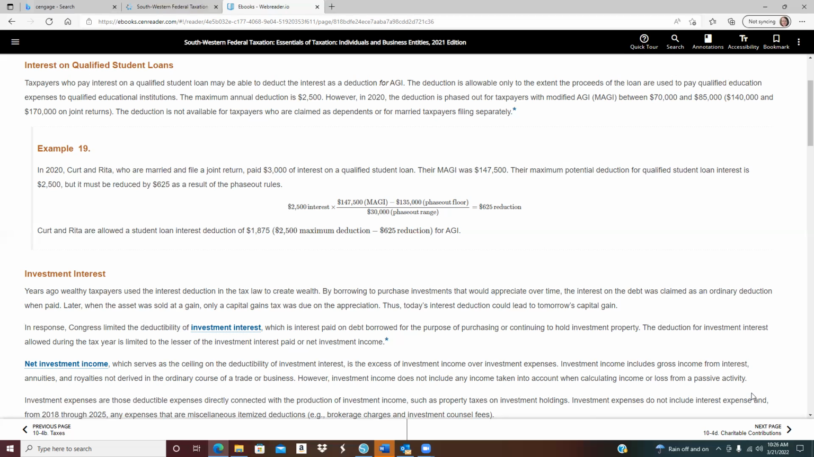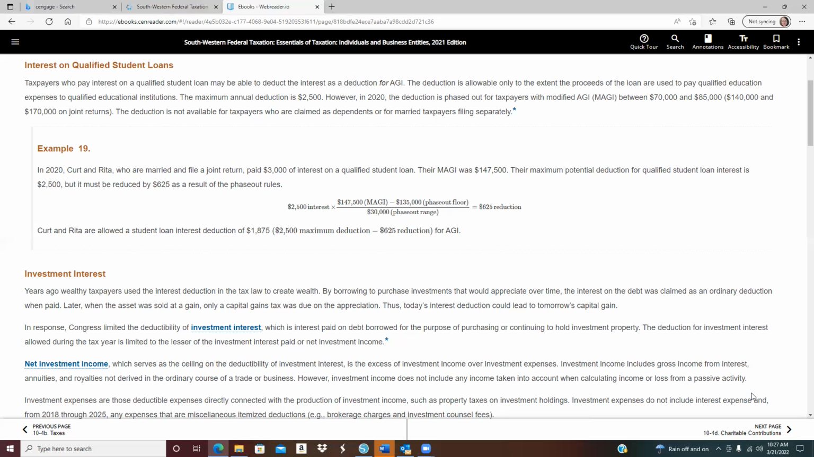So in 2020, Kurt and Rita, who are married and file a joint return, paid $3,000 of interest on a qualified student loan. Their modified adjusted gross income was $147,500. Student loan interest is $2,500, but it must be reduced by $625 as a result of the phase-out rules.